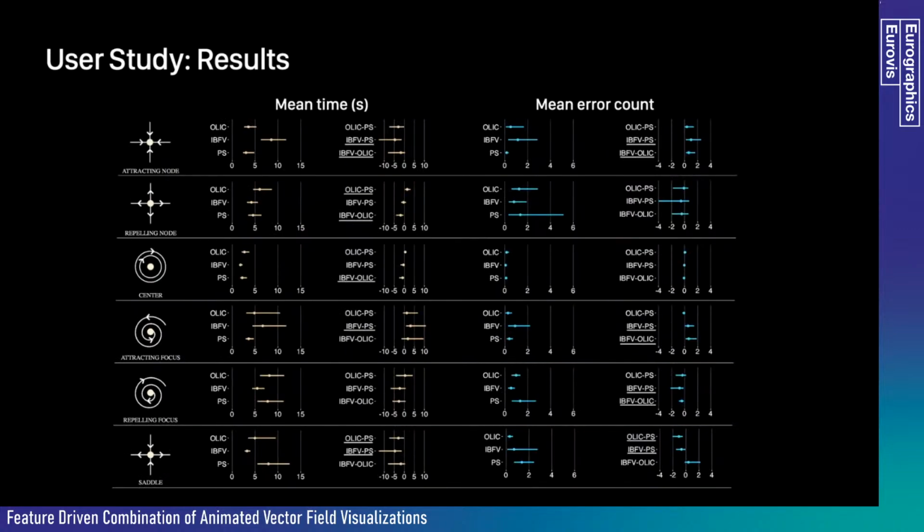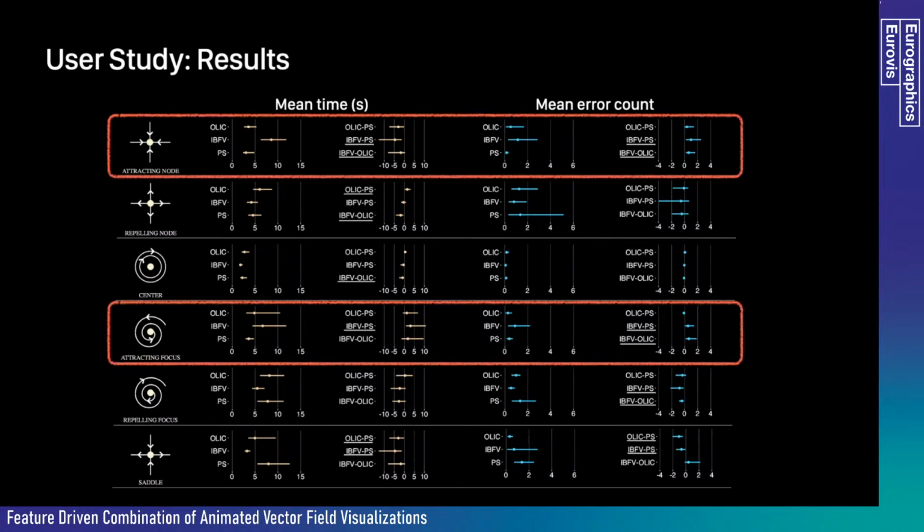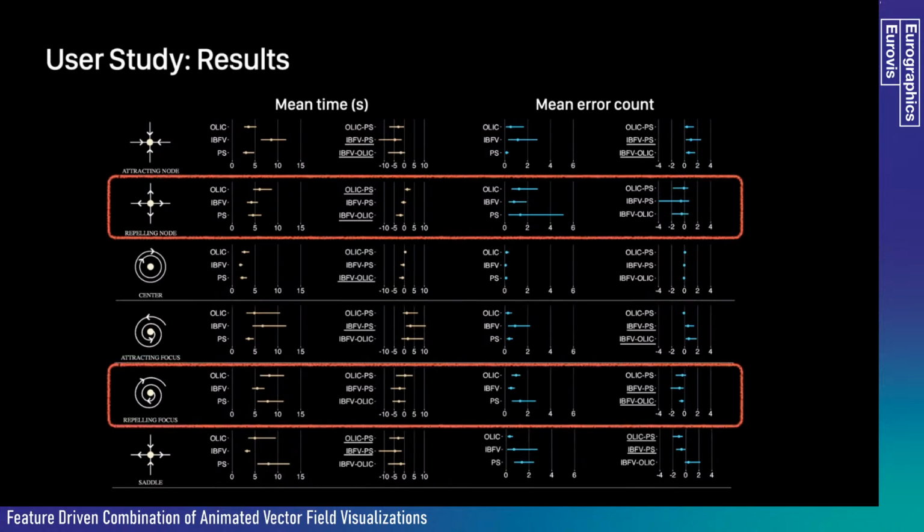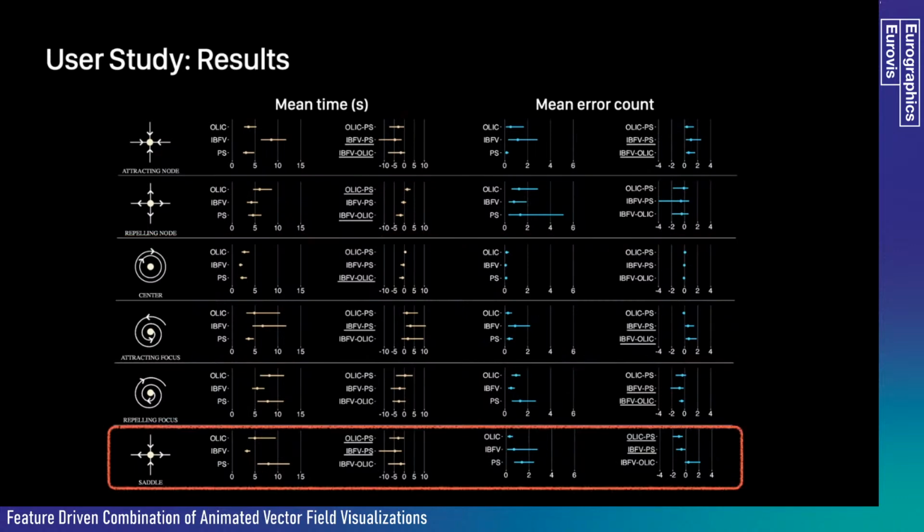But if we look at the results per feature, we see that some techniques work better for some patterns than others. For example, oriented line integral convolution and particle system are better than image-based flow visualization for attracting node and attracting focus. Image-based flow visualization is better than oriented line integral convolution for repelling node and repelling focus. And oriented line integral convolution and image-based flow visualization are better than particle system for saddle detection, and the three of them are similar for center.